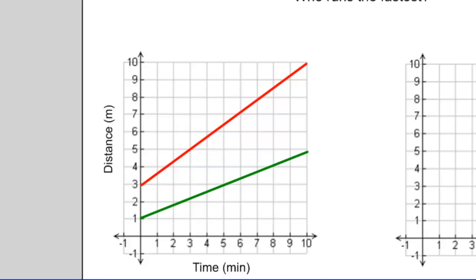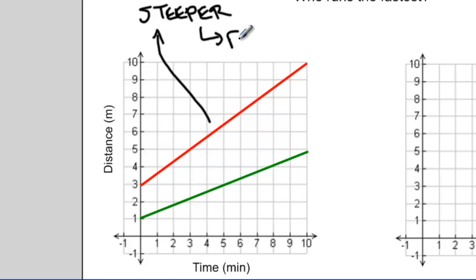If I look at the green line and the red line, I should be able to notice, and you should be able to notice, that the red line is steeper than the green line. And when we see a steeper line, we can conclude that the steeper line is faster. So in this particular graph, the red line represents the person who is running or walking the fastest.